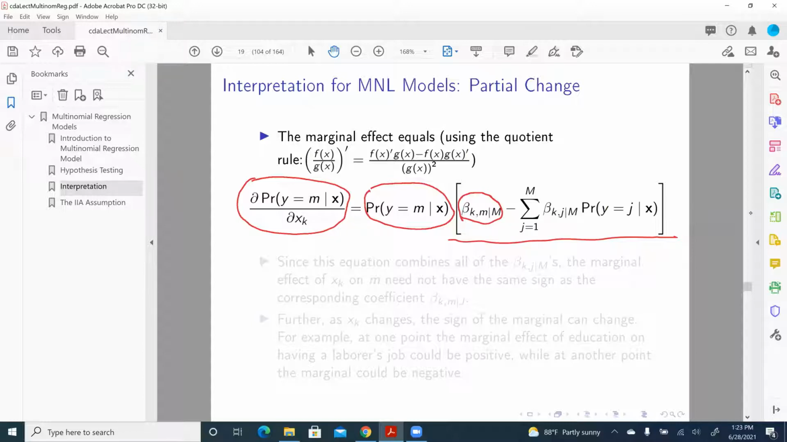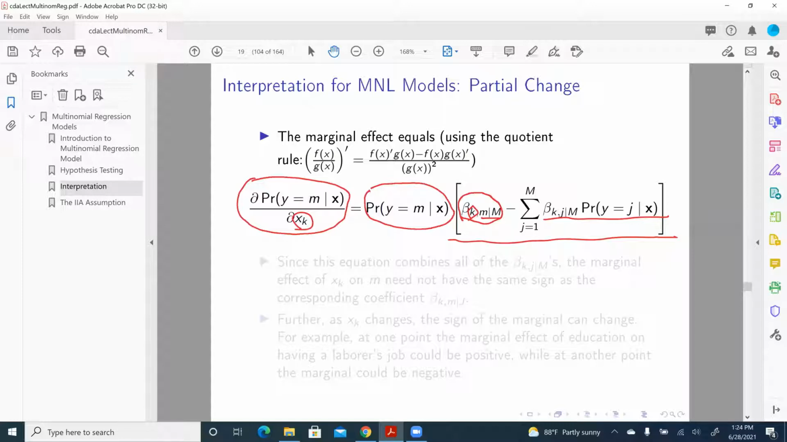This term comes from the slope for the xk variable, the variable of our interest. We want to figure out the partial change or marginal effect from the odds comparison equation of lowercase m versus capital letter M, minus the summation of several products, and each product comprises two terms.